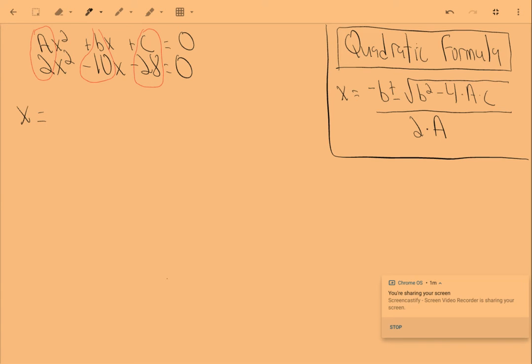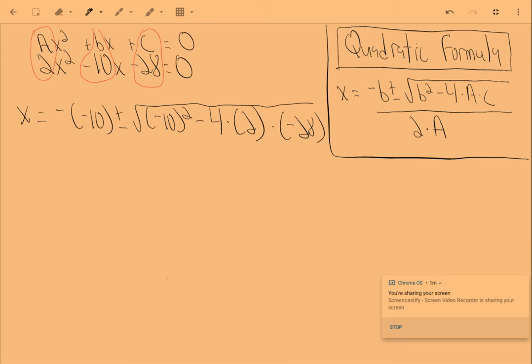So let's do that. So x equals negative b plus and minus square root of b squared minus 4 times a times c, all over 2 times a. All right, and we're going to just simplify that.